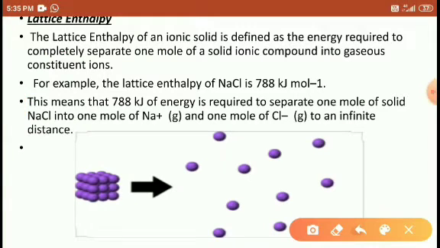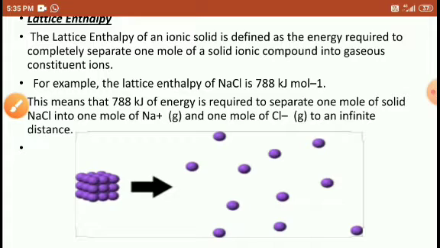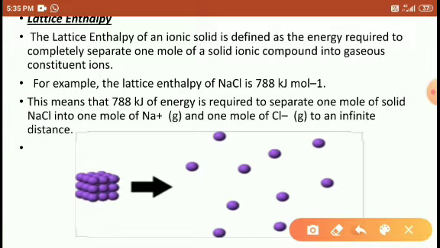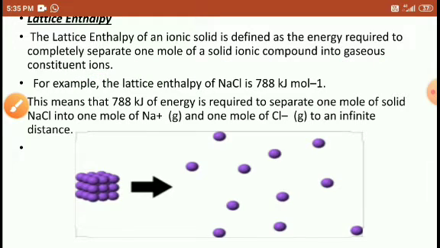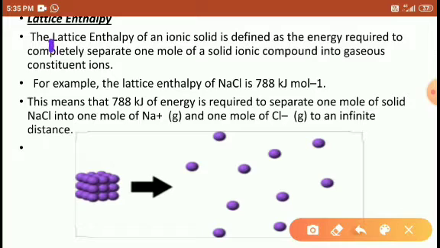next is the lattice enthalpy. Lattice enthalpy means the amount of energy required to separate 1 mole of a solid ionic compound into its gaseous constituents, the single individual particles. Students, that is what we call the lattice enthalpy. The amount of energy required to separate 1 mole of ionic solid into gaseous constituent ions is called lattice enthalpy.